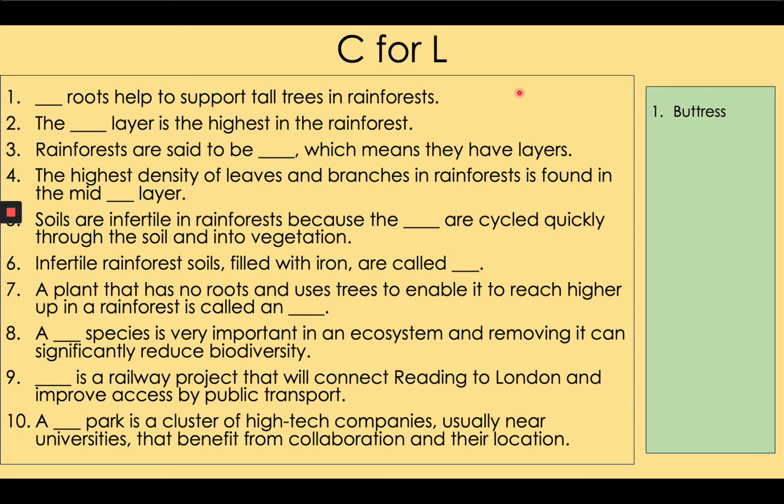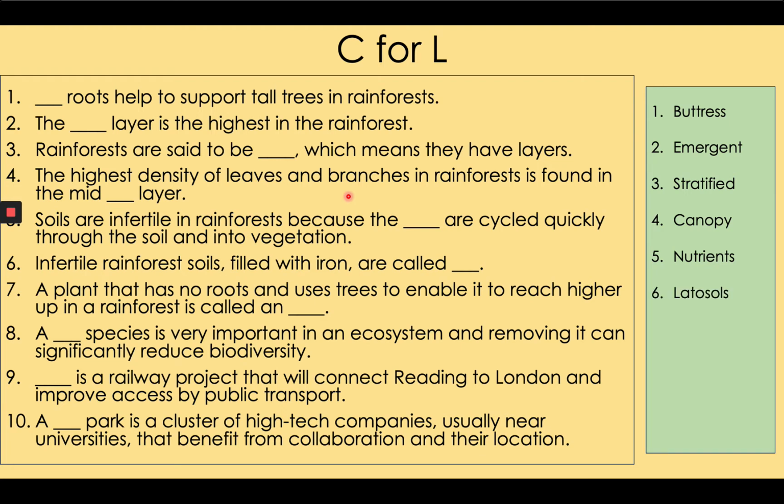Number 1. Buttress roots help to support tall trees in rainforests. 2. The emergent layer is the highest layer in the rainforest. 3. Rainforests are said to be stratified, which means they have layers. 4. The highest density of leaves and branches in rainforests is found in the mid-canopy layer. 5. Soils are infertile in rainforests because the nutrients are cycled quickly through the soil and into vegetation. 6. Infertile rainforest soils filled with iron are called latisols.